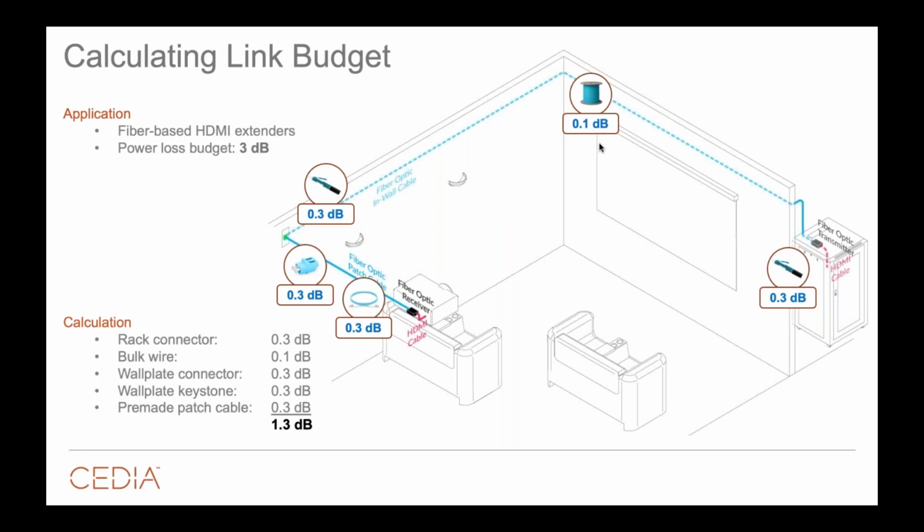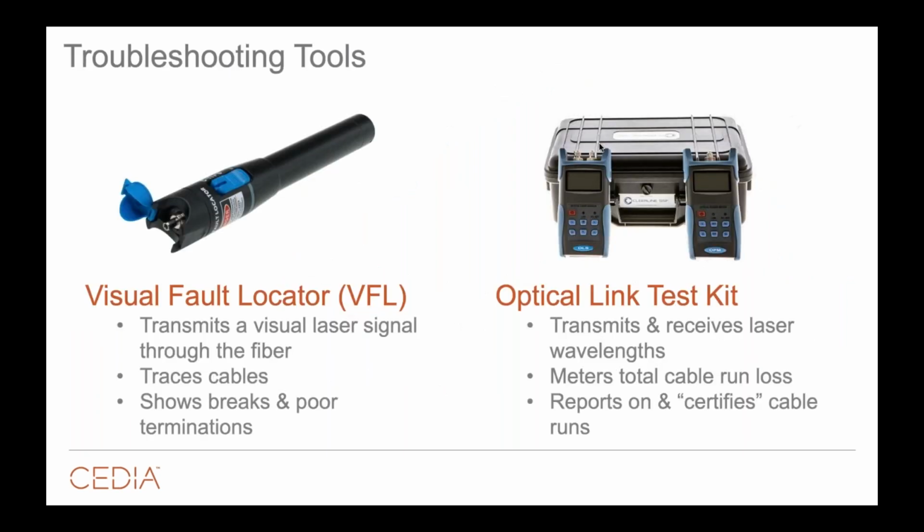This should work fine. It's when we get out our meters, our test kits, our little VFL, which is a laser. This comes in every termination kit that you're going to buy, this little laser that checks your connectors. And we find out that, wait a minute, I'm at 5 dB of loss, or I'm at 11 dB of loss.